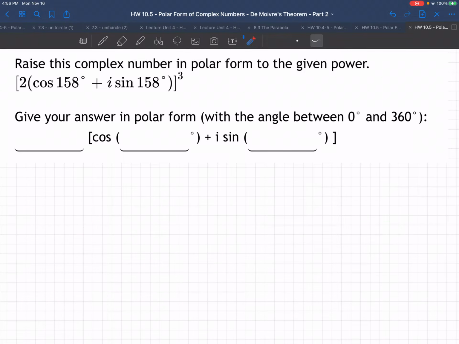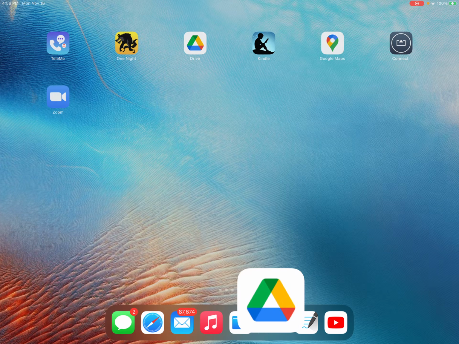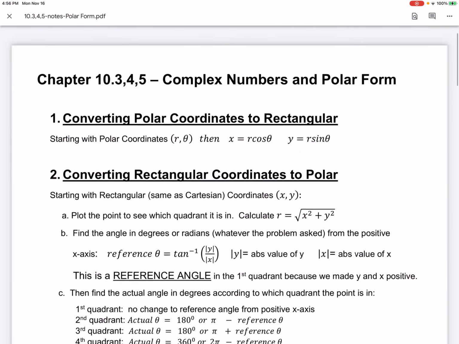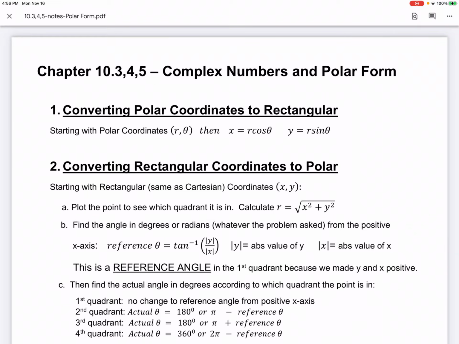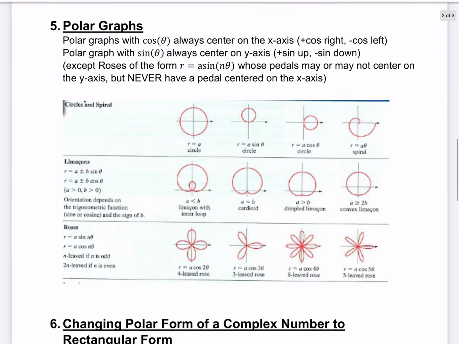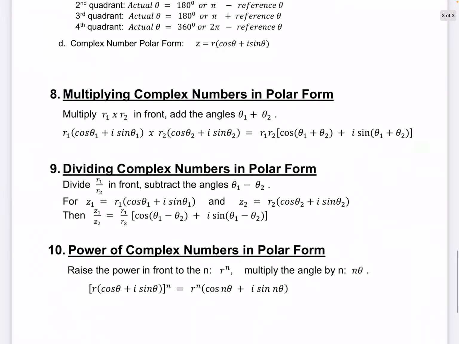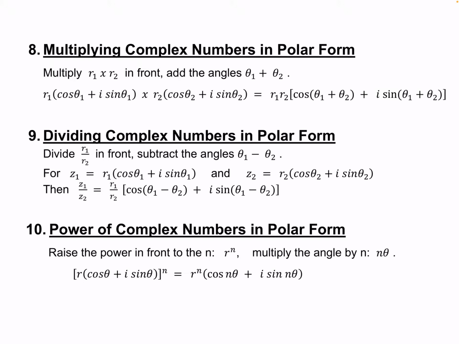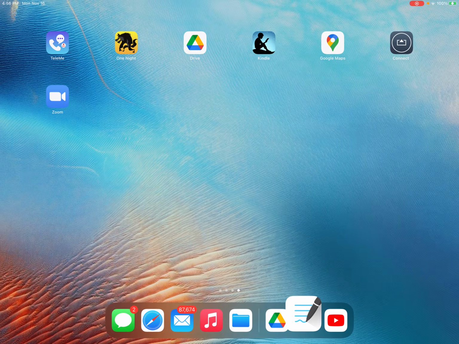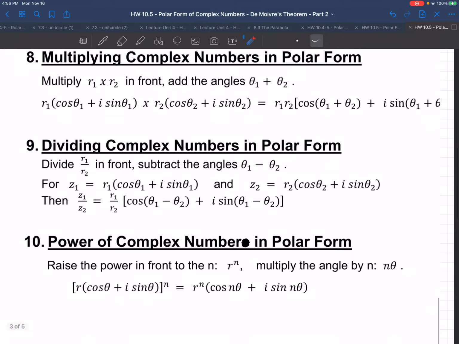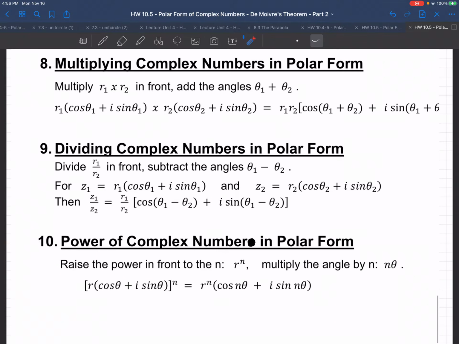Well, it's in our notes, the notes that I put on the top of Module 5 right here. This is the notes, Chapter 10.3, 4, and 5, complex numbers in polar form. Come all the way down here to number 10. And that's what we want, power of complex numbers in polar form. So I copied it right here so we can look at it.